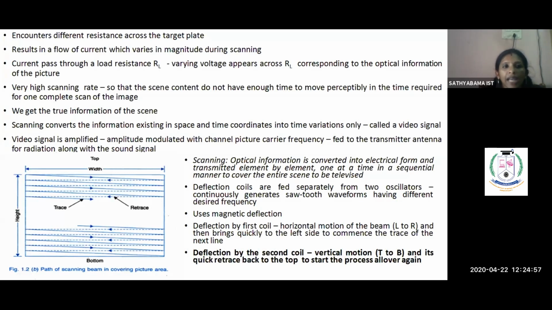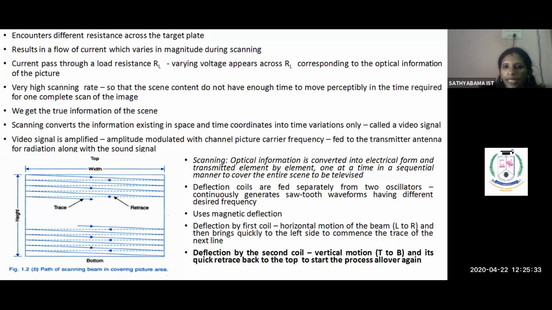A very high scanning rate is used in order to improve the viewing perception of the image. We get the information through the scene. Scanning converts the information existing in space and time coordinates into time variation only. This is the part of the scanning beam covering the picture area, and how it varies is given in the diagram. The video signal is amplitude modulated. Therefore, by varying the amplitude, we get better picture quality.